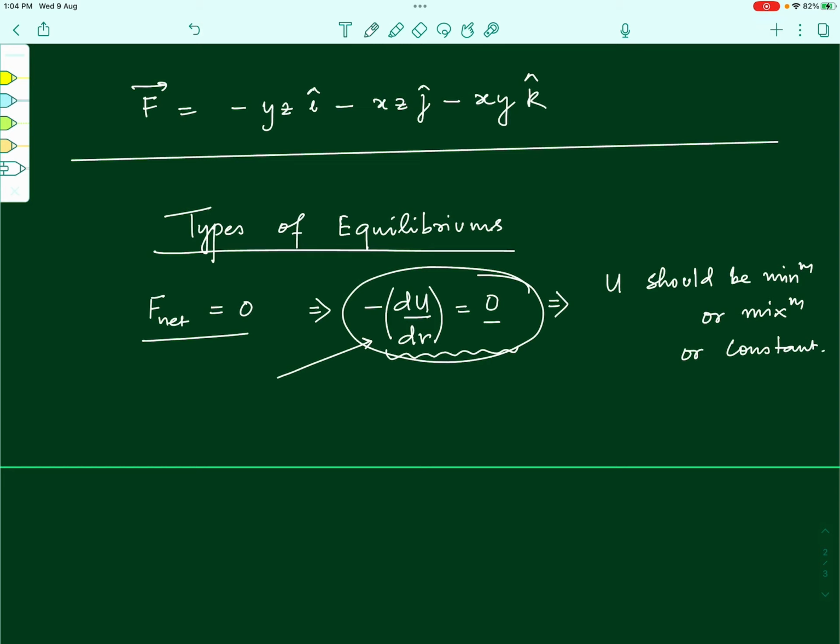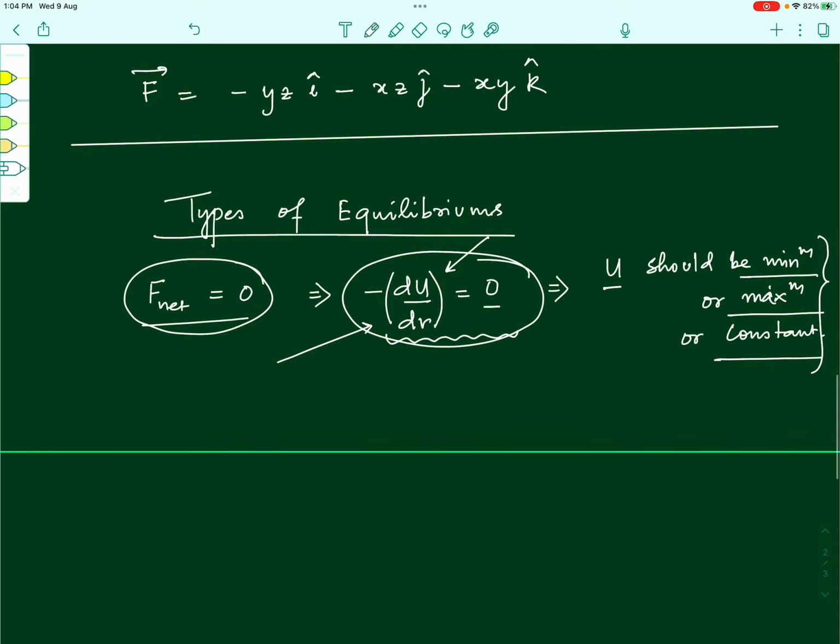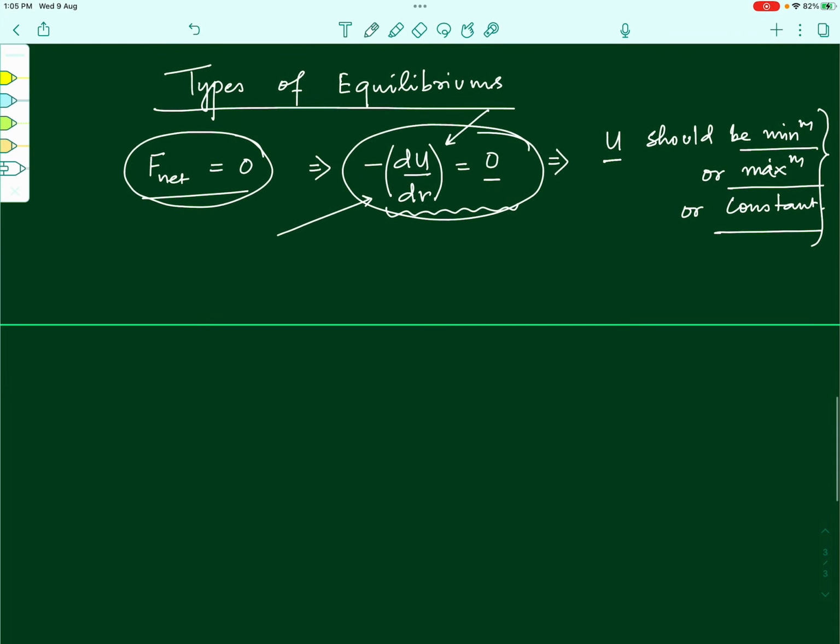So, that basically means that in this particular condition when the net force is 0, u, the potential energy, should either take its minimum value or its maximum value, or it should be a constant. Only then this derivative of u will be 0, right? Now, let us discuss all these three aspects of potential energy one by one. What do we mean by each of these values? Okay, and for that we will take up a certain example.